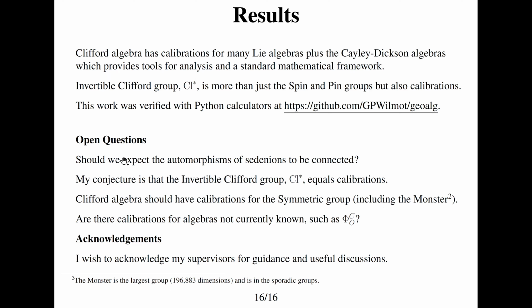And the other open question is, should we expect automorphisms of Sidonians to be connected? It's power-associative. This is a new area of mathematics that we need to investigate further.